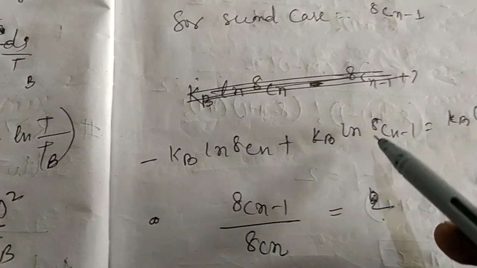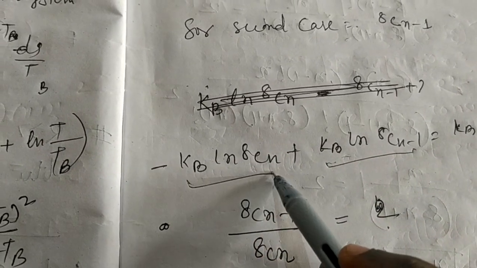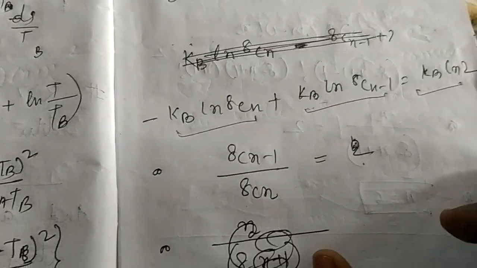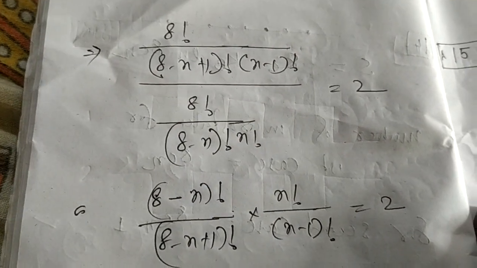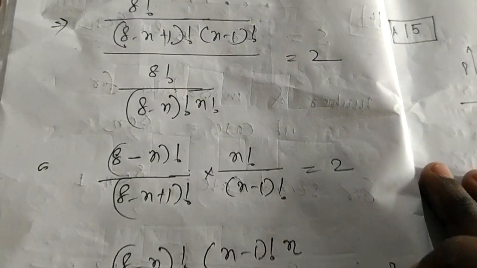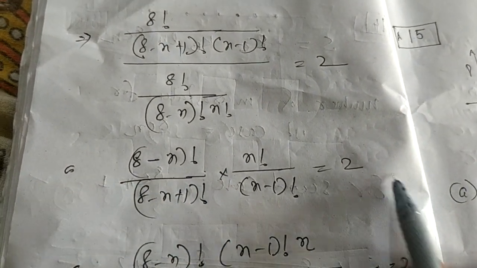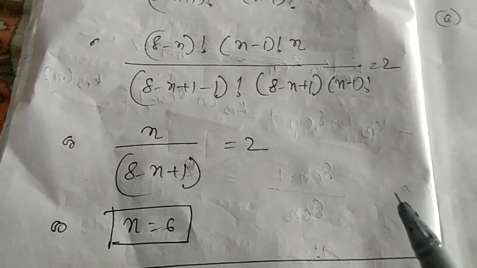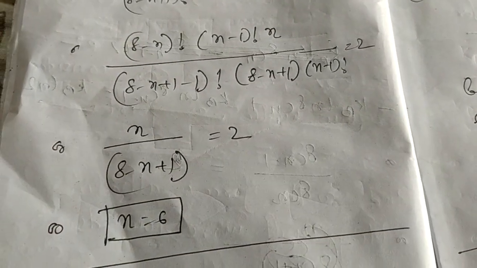Second case minus first case entropy gives this ln 2. So solving this, you just need to factorize the whole thing. You can see it. I factorize all the components, and then we get this equation, n is equal to 6.